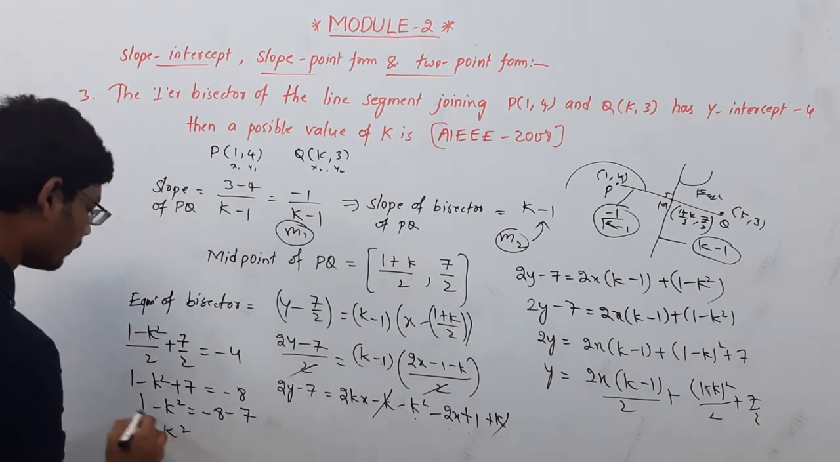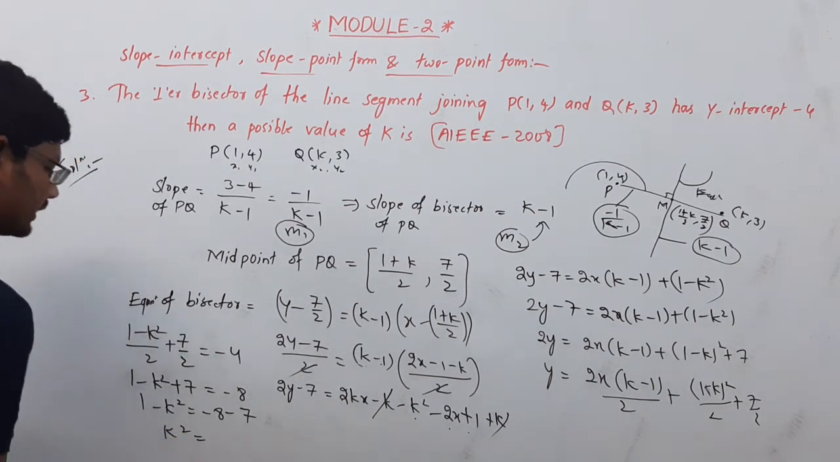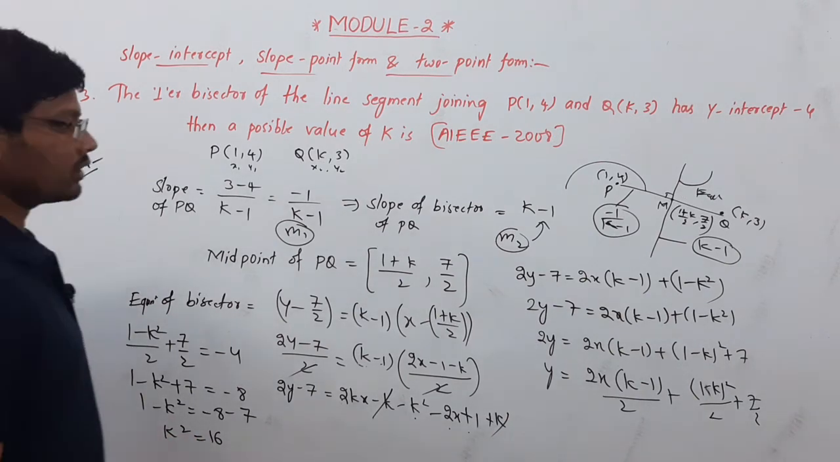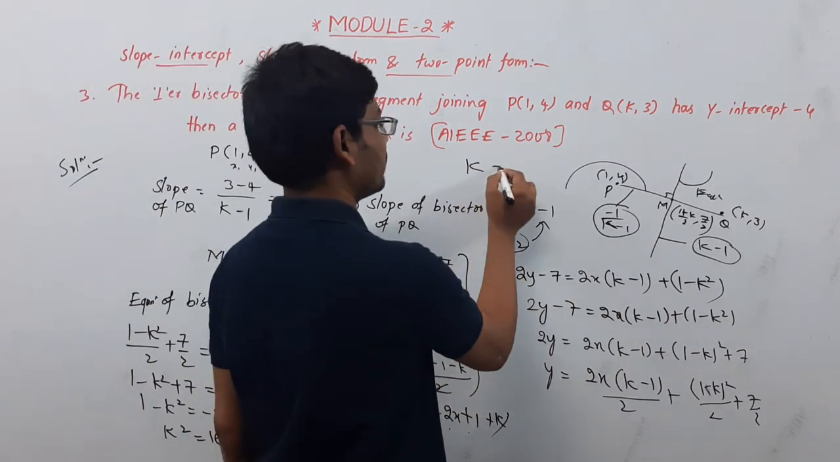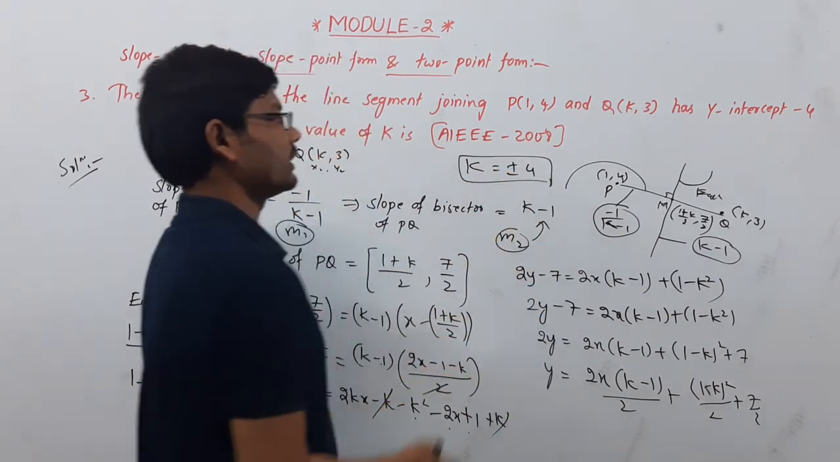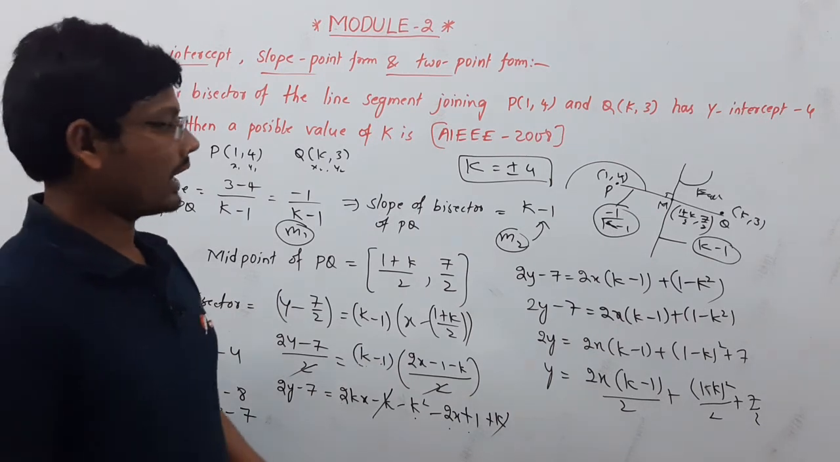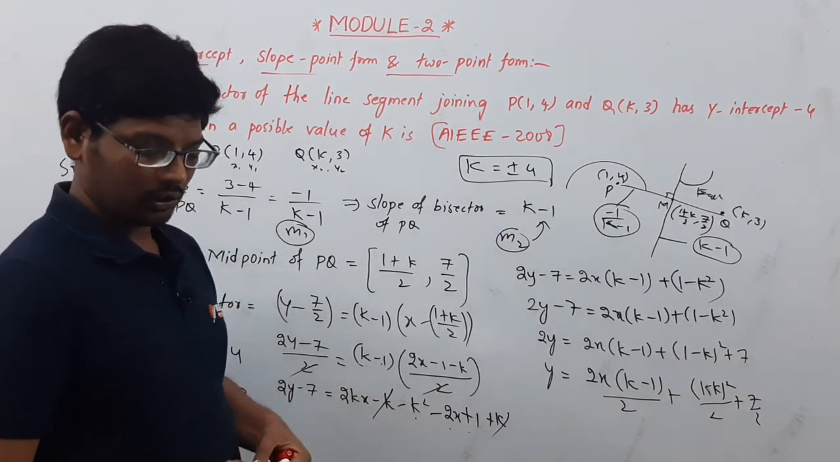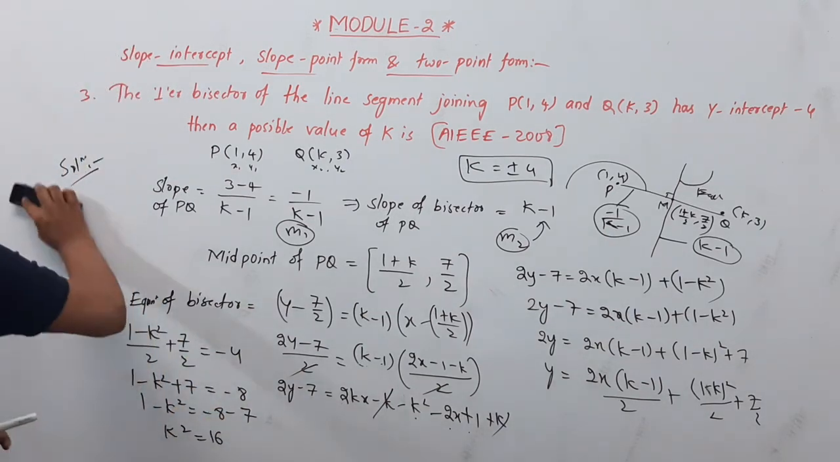Minus k square is equal to minus 8 minus 7, that will become minus 15, and here we have k square is equal to 16. K is equal to how much we got here? K is equal to plus or minus 4, this is the value of k here, and this is all about the solution of this question here, and the next question from this topic is the fourth question.